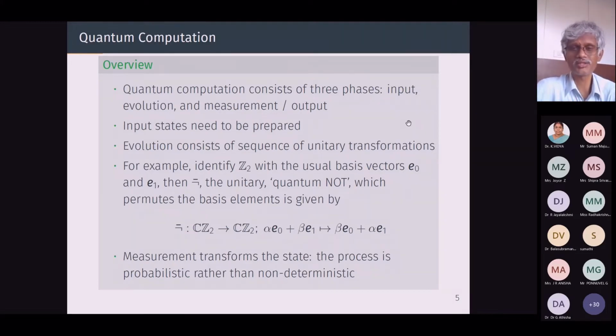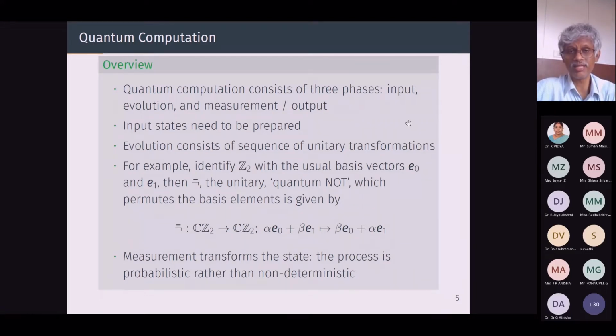OK, so this is not some standard quantum gate as we know it. I just want to give an example that classically you have a 0 going to 1, 1 going to 0 map. So what happens in the quantum sense? So you map this 0 bit to this E0 vector and 1 bit to this E1 vector, and then look at this two-dimensional vector space.